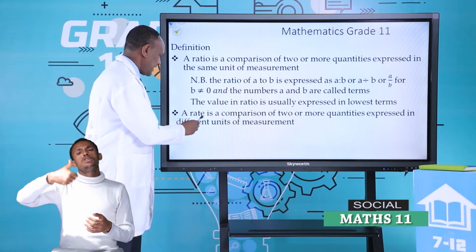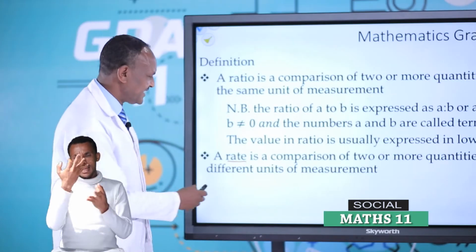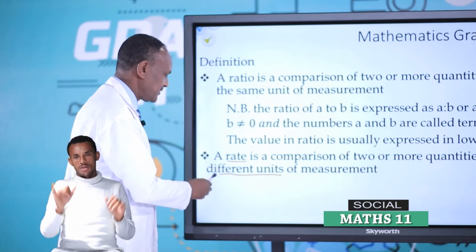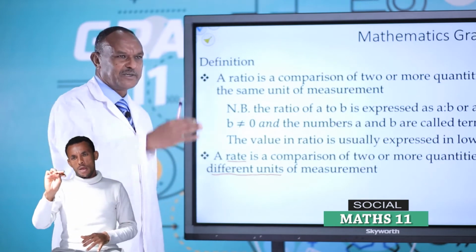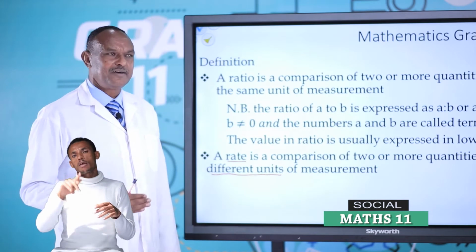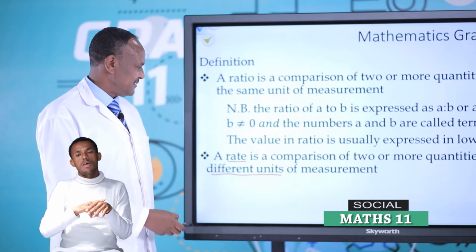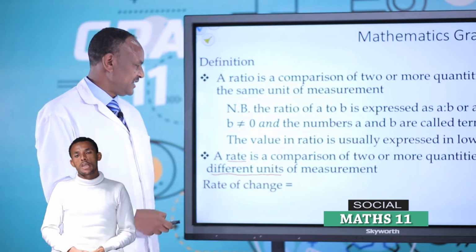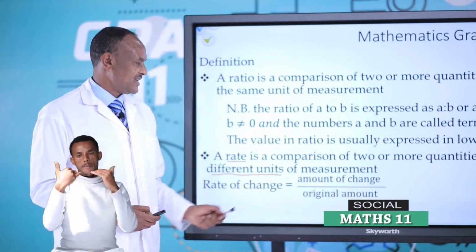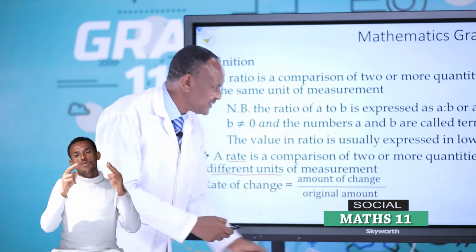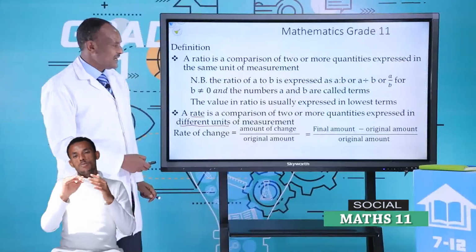The other, what is the rate? Rate is a comparison of two or more quantities expressed in different units. Distance can be measured in kilometers, and how long it takes in hours, kilometers per hour, or the number of products in a certain factory, how long it takes. That can be measured. Rate of change is the amount of change over the original amount. We are taking the ratio of the two. The amount of change is the final amount minus the original amount, which must be divided by the original amount.